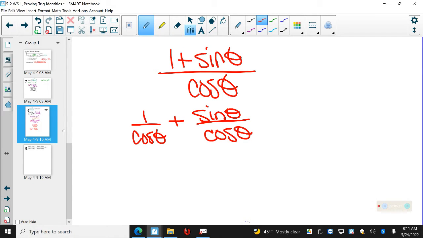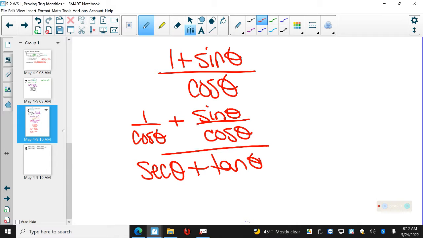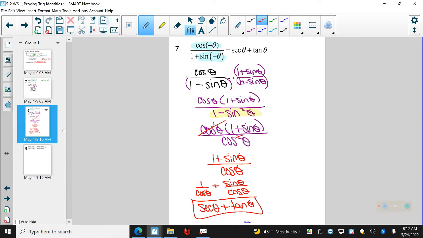And what is 1 over cosine? 1 over cosine is secant. And what is sine over cosine? So the question is, did we prove that the left-hand side is equal to the right-hand side, secant of theta plus the tangent of theta? Does that make sense, yay or nay? Are we good?